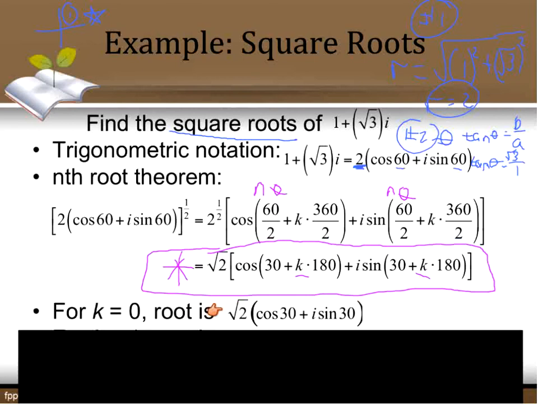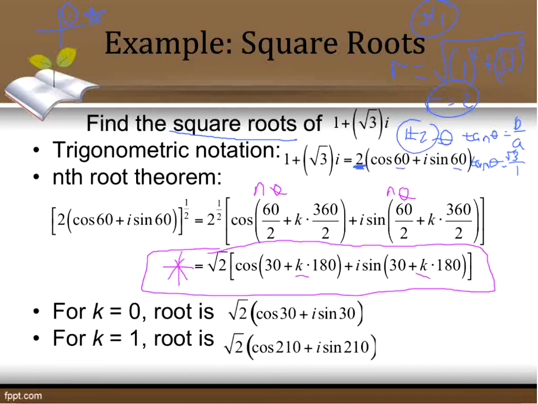Now if your k is not 0, let's say your k is 1, what would happen if I put a 1 in here? You'd get 30 plus 1 times 180. So 30 plus 180 would be 210. What would happen again if you plugged in a 1 for k over here? 30 plus 180 would be i sine 210.